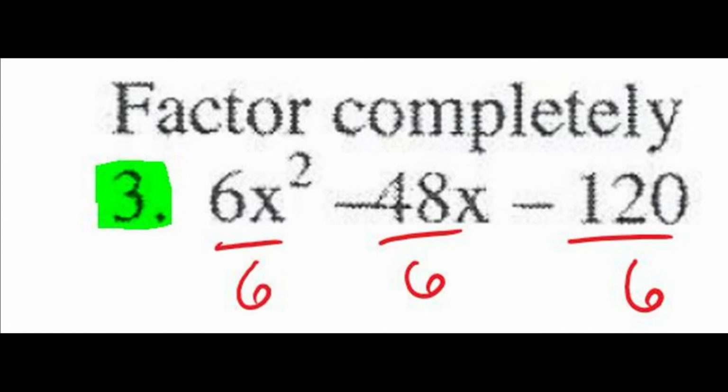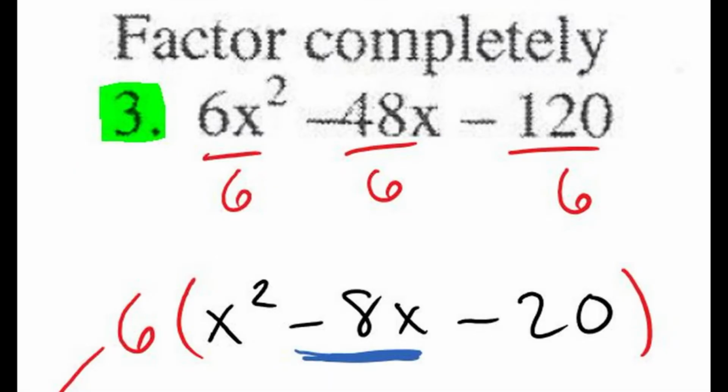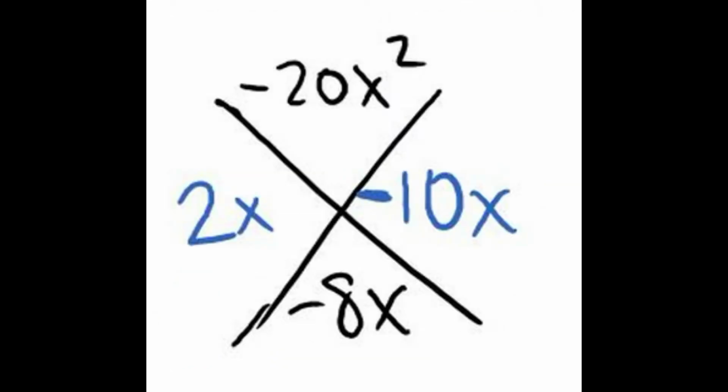So at the very beginning of the problem, if you don't want to deal with really big numbers, you can factor out anything that they have in common. So I factored out a 6. 6 goes out front, and I have it in red here. And now I'm going to kind of ignore that 6 all the way until the end of the problem because I need to factor what's left inside the parentheses. So inside the parentheses, I'm going to multiply x squared times negative 20, and that's how I get the top of this x problem or diamond problem. So I get negative 20x squared up top, and then the negative 8x goes on bottom.